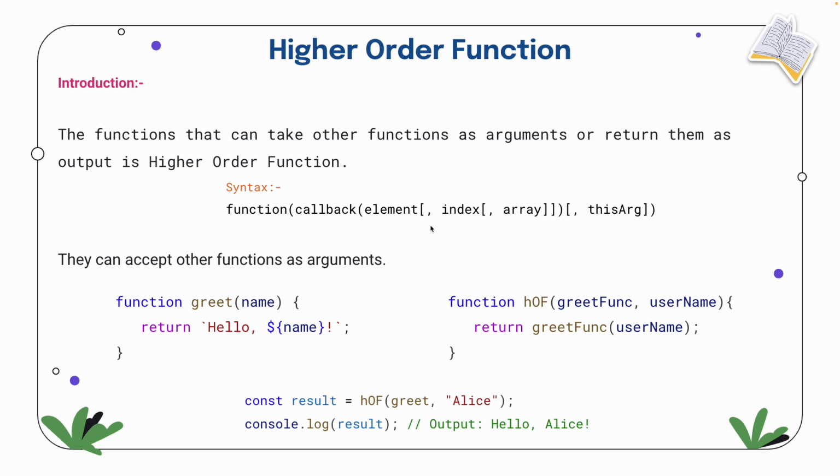Introduction. A higher order function, as the name suggests, takes a function as an argument. That function is nothing but a callback. In the previous class we discussed that a callback is a function which is passed as an argument to another function, and it executes when the main function is completed.